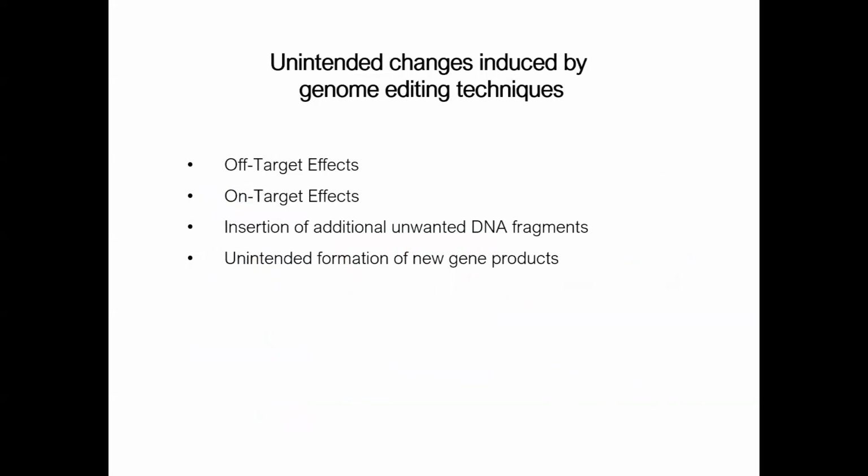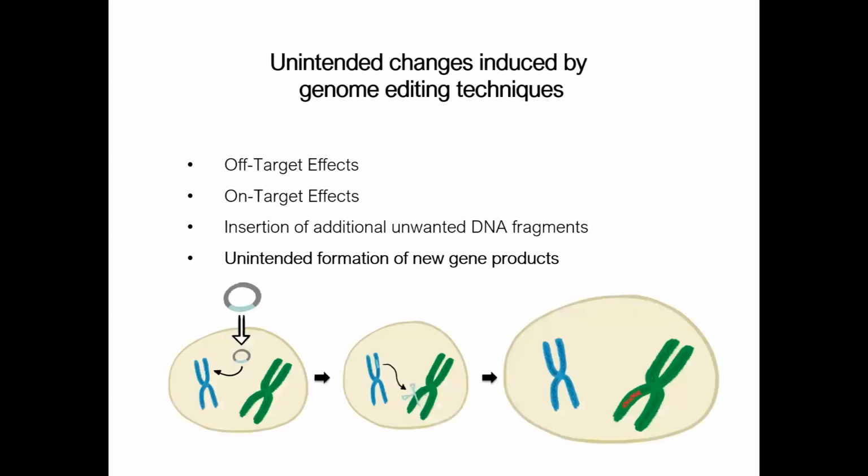Here you can see again the overview of the already known unintended changes in the genome that are specific to the application of CRISPR-Cas. I will explain the last point on the list now, the unintended formation of new gene products. The intended changes in the DNA sequence, marked here in red, can lead to the formation of new gene products. I need to explain a few more biological basics so that you can understand better what I mean by unintended formation of new gene products.